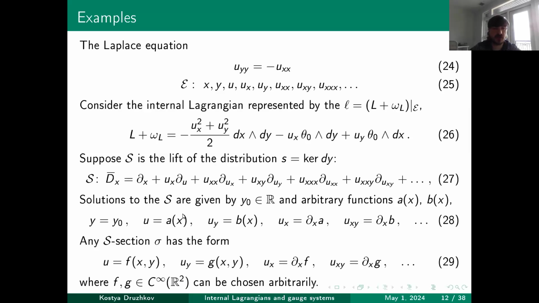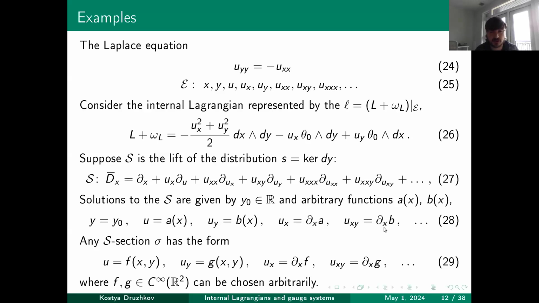And since we consider spatial distribution, then we can apply the corresponding total derivative with respect to x to all such relations and obtain its infinite prolongation. So if we apply the total derivative with respect to x to this relation, then we obtain the relation u_x equals the x derivative of a, right? And if we apply the same vector field to this relation, u_y equals b of x, then we obtain the corresponding component of our solution in terms of u_xy, and so on.